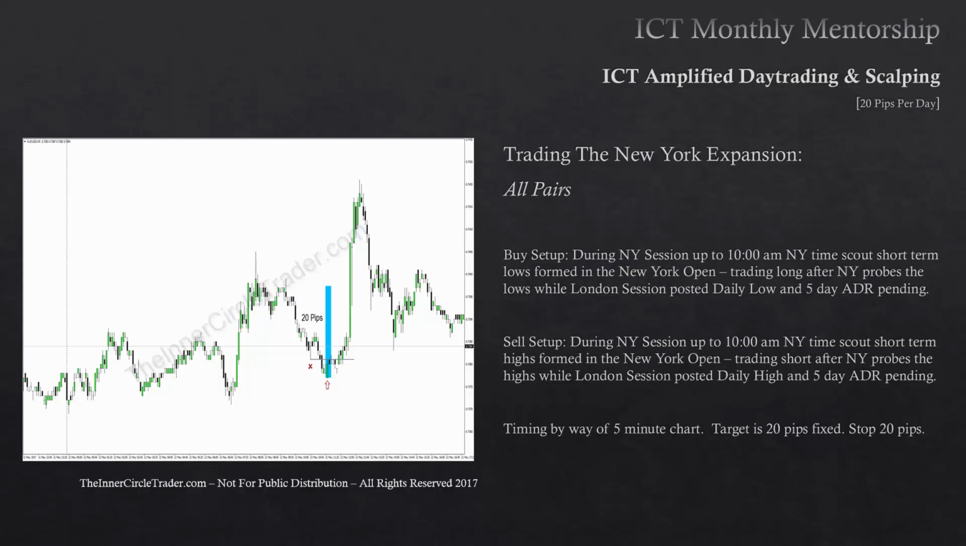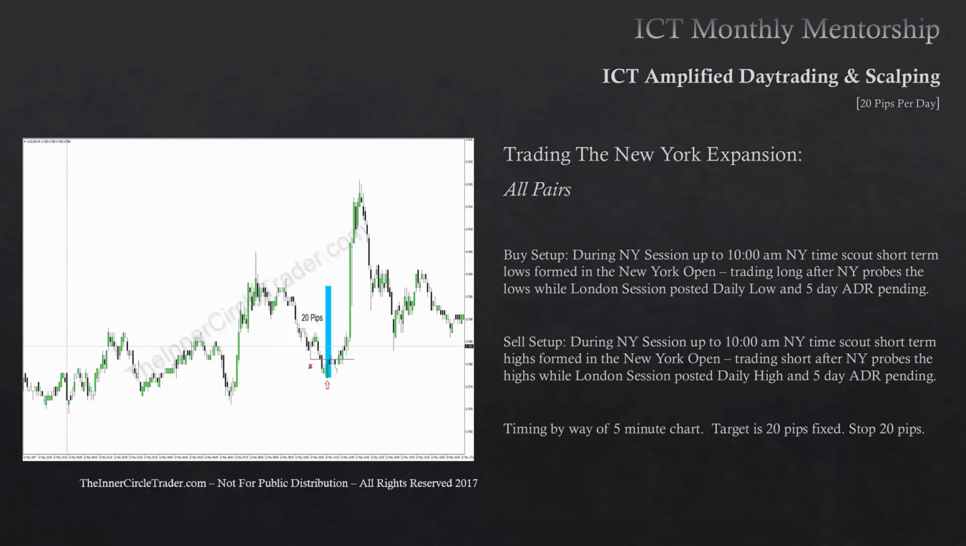The buy setup is during the New York session up to 10 a.m. New York time. We're scalping short-term lows formed in the New York Open, trading long after New York probes the lows while London session posted the daily low, and the 5-day average daily range is still pending. In other words, the 5-day average daily range has not been filled for the day.